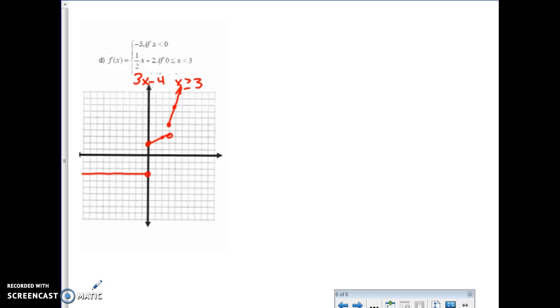y equals negative 3 goes here. It goes to the left because all the x values are smaller than 0. I graph 1 half x plus 2. I kind of estimate where it is at 3. 1 half x plus 2 at 3 is like 3.5. So this is what your graph looks like because it exists from 0 to 3. And then 3x minus 4 just goes straight up in the air.